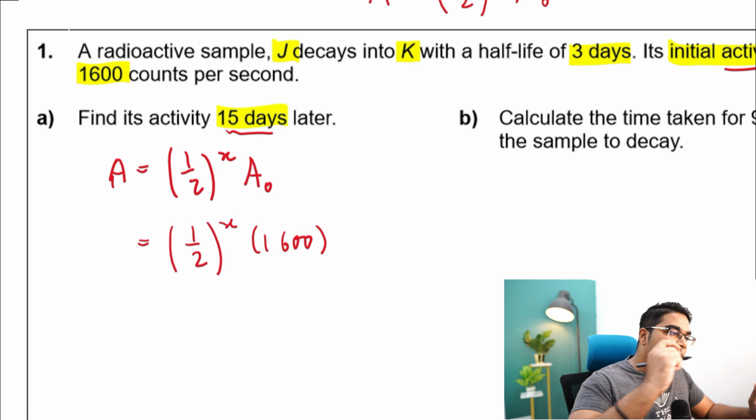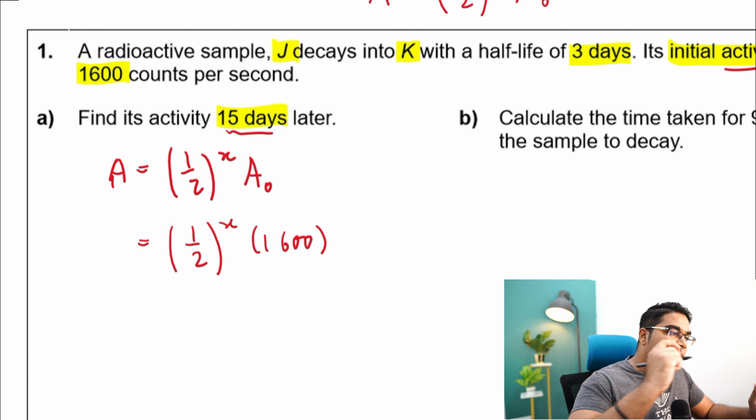We have the half-life, we have the total time that has passed. We do not have the value of x yet. So in order to find the value of x, all we need to do is x will be the total time that has passed, that is 15 days, divided by 1 half-life, that is 3 days. By doing this, we can find the number of half-lives that have passed, and therefore this is 5.